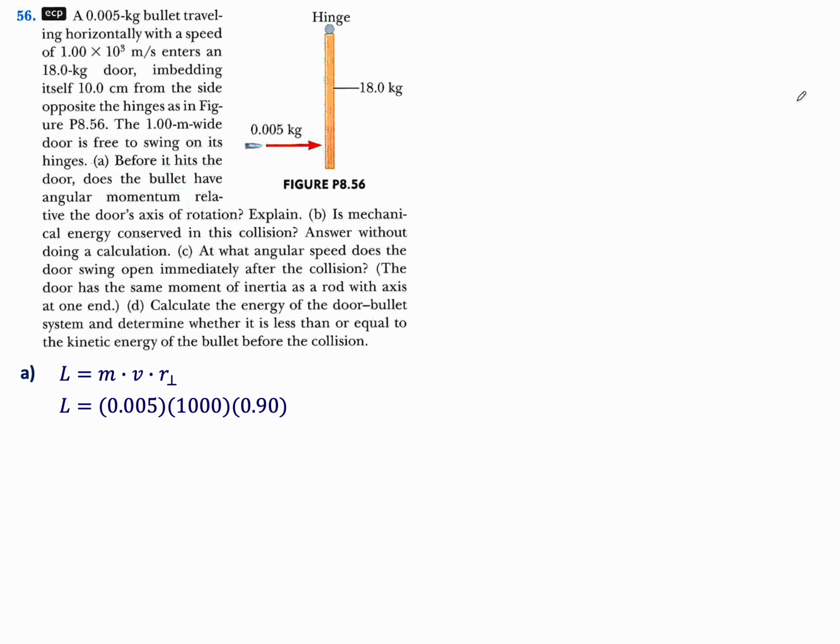Plugging in the numbers, velocity is 1,000. The distance is actually 90 centimeters away from this edge, because the fact that it's hitting at that point 10 centimeters from the far edge, and it's a 1 meter long door. Solving it gives us angular momentum of the bullet relative to the hinge, 4.5 kilogram meters squared per second.